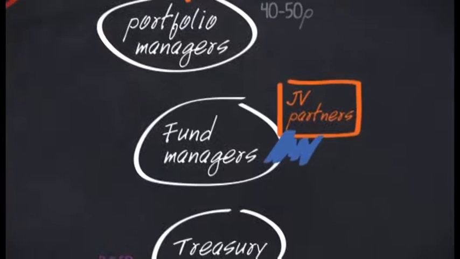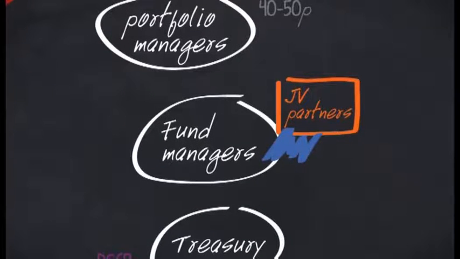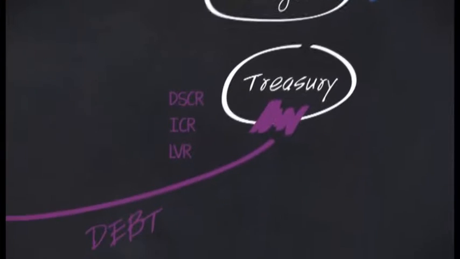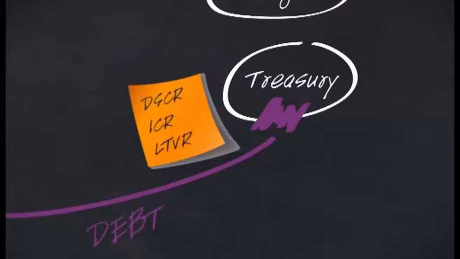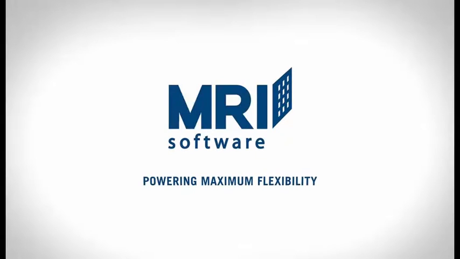The fund manager structures the joint venture partners. They find partners, structure the deal, and manage the investment. Treasury looks after the debt. They manage the debt contracts. Since a covenant breach can be detrimental to a company, they focus on the covenants, ensuring healthy loan-to-value and debt service coverage ratios. The combination of all the data garnered from the asset managers, the portfolio managers, the fund managers, and Treasury will make up a complete financial model.